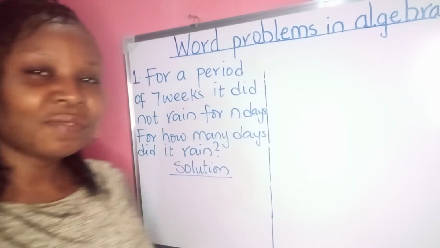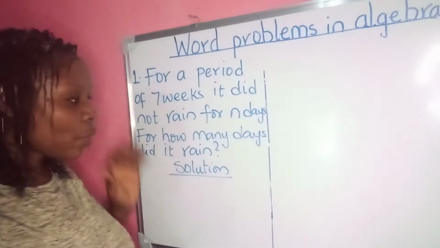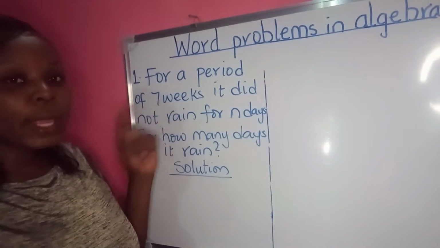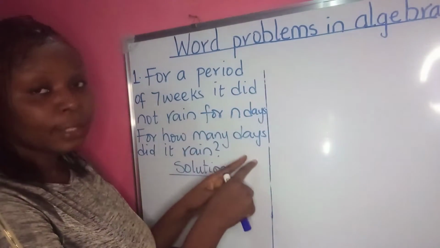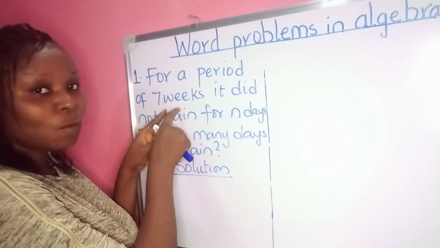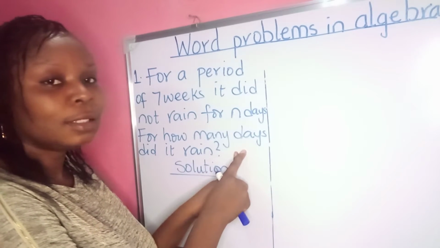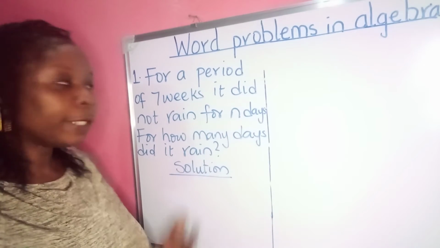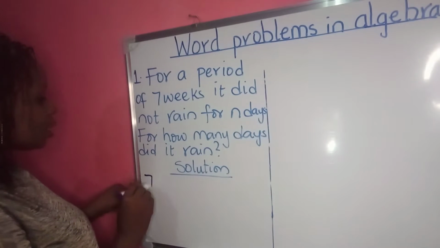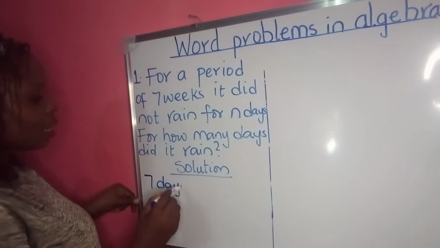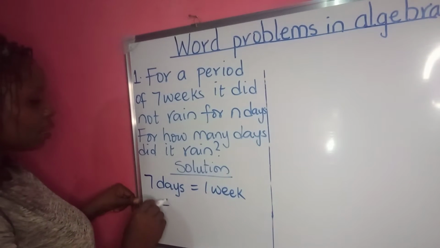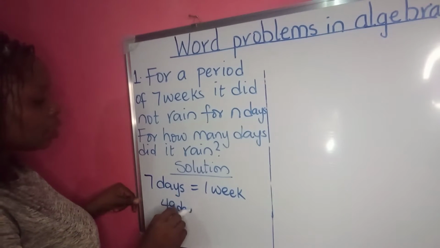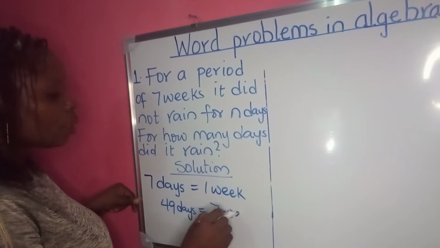Now, this question is very, very simple. 7 weeks. There are 7 days in a week, and the question is asking you to get your answer in days. It gives you 7 weeks and is asking you to get the answer in days. So this is what you do. 7 days is equal to 1 week, so 7 weeks will give us 49 days.